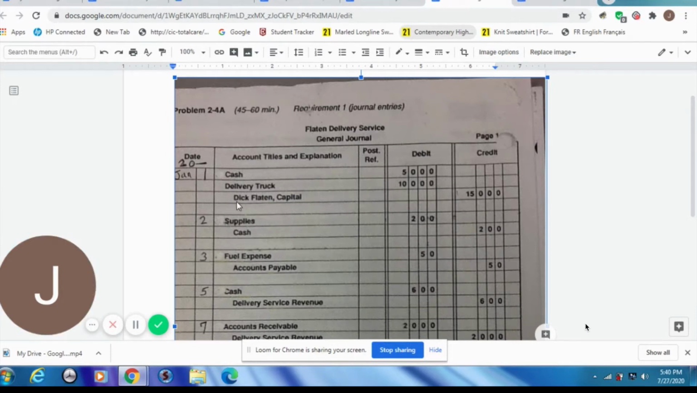We leave a little space for the credits. Okay, also, we should always leave a blank line after each journal entry. So here's a blank line before we go on to the next entry. Okay, so that's how we're going to do it. Let's go back to our transaction sheet, and we'll look at the next one.